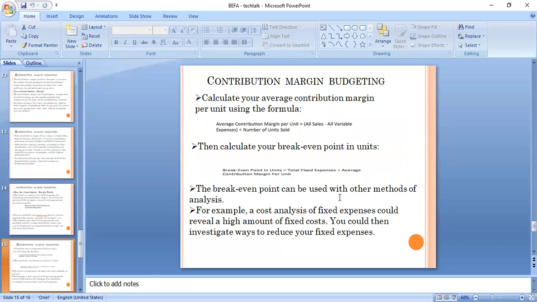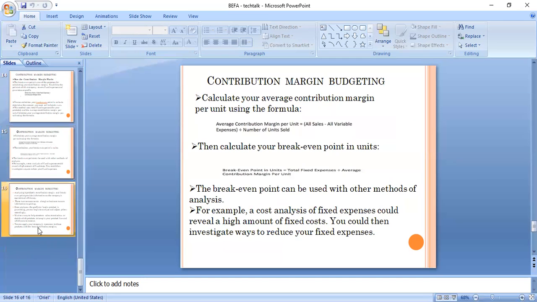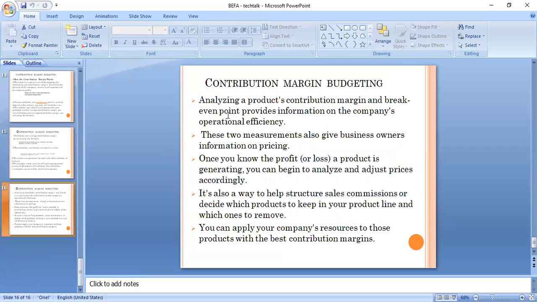The break-even point can be used with other methods of analysis. For example, a cost analysis of fixed expenses could reveal a high amount of fixed costs. You could then investigate ways to reduce your fixed expenses. Analyzing a product's contribution margin and break-even point provides information on the company's operational efficiency. These two measurements also give business owners information on pricing.